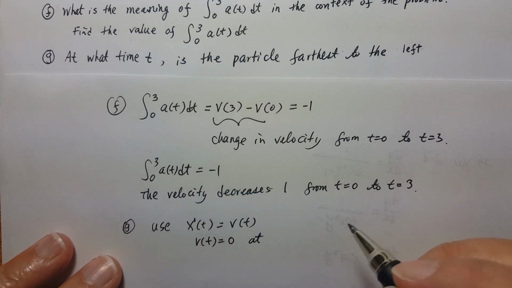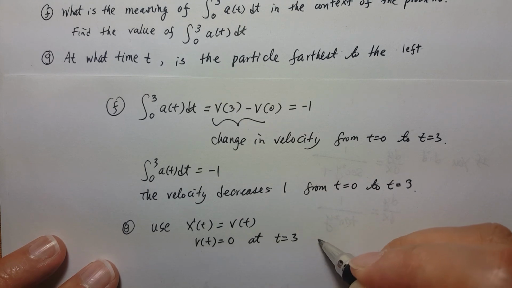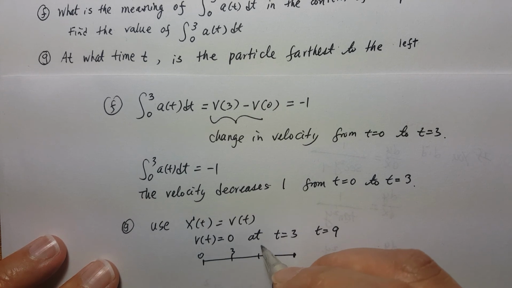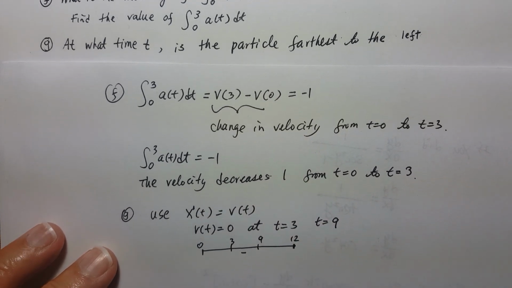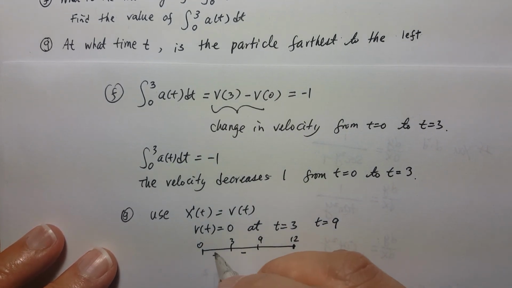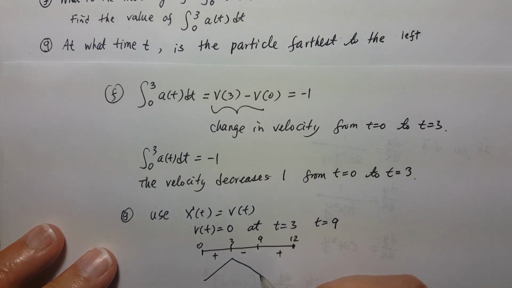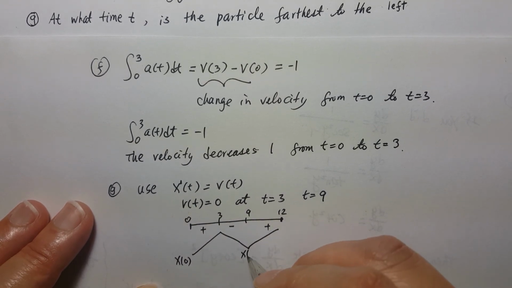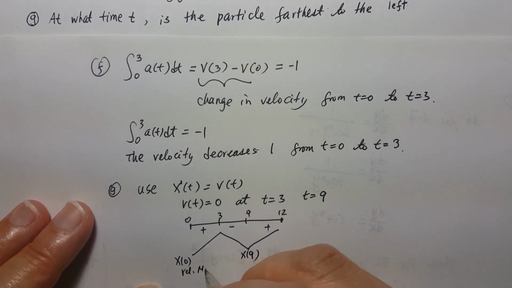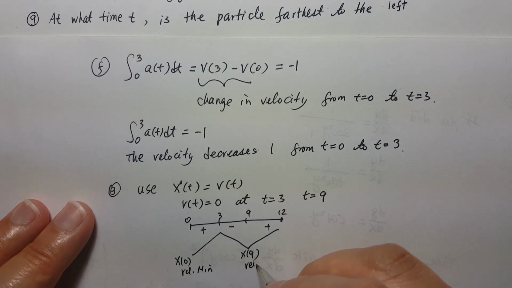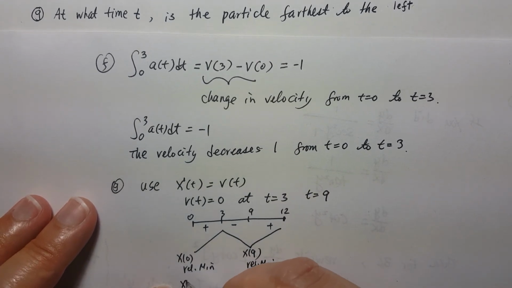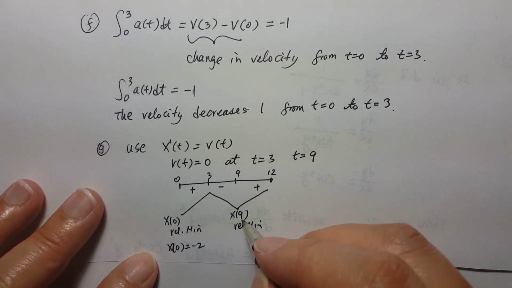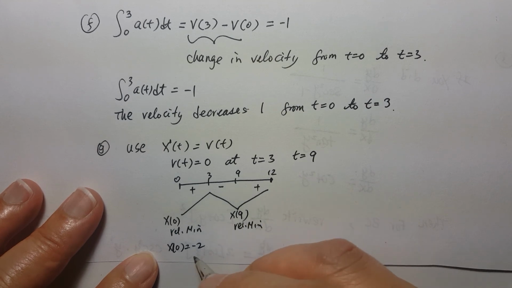We already found it in part A, which is at t equal to 3 and t equal to 9. Okay, so now we have 0, 3, 9, and 12. Well, we already said that from 3 to 9 is negative and here is positive. So we have the sign sketch. So we can see that x of 0 and x of 9 are relative minima. So your x of 0 equals negative 2. It was given to you. We just have to find x of 9 and see whether this one is going to be smaller than this.